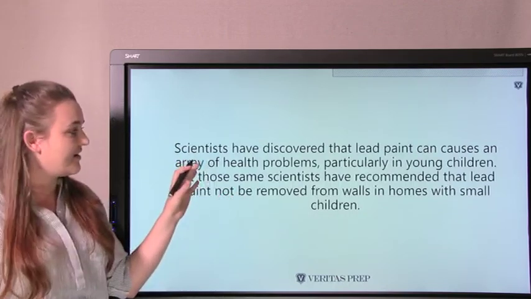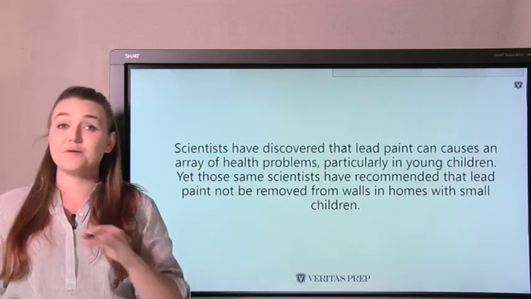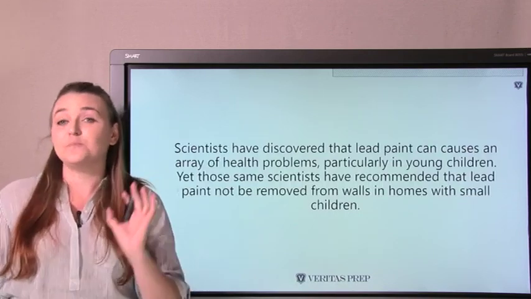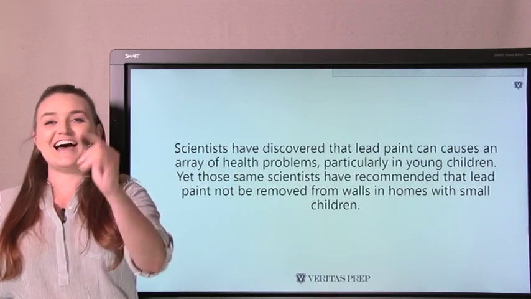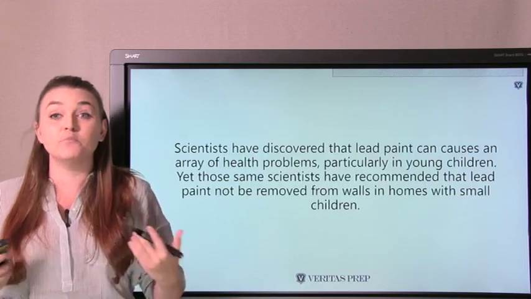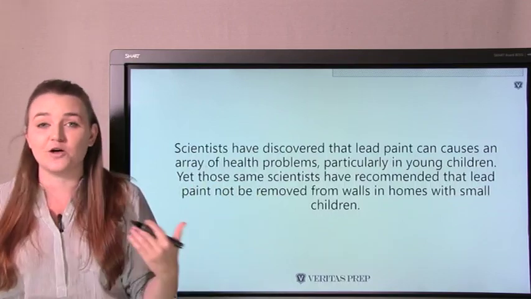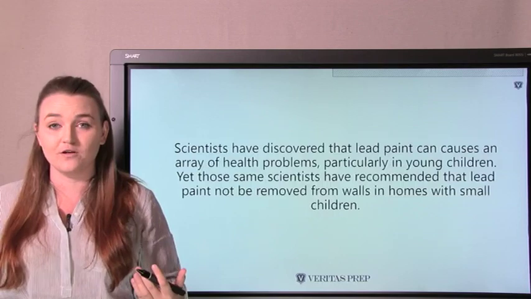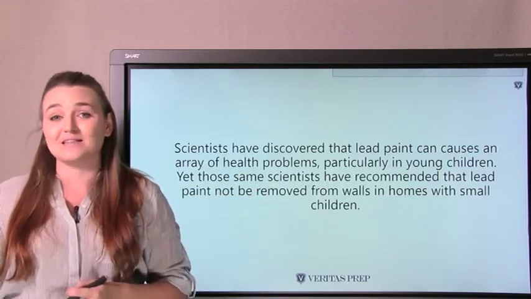If scientists have discovered that lead paint causes health problems, particularly in young children, but the same folks are recommending, hey, if you've got lead paint, you'd better not remove it. Does anyone have thoughts for me? Yes, Shrey's exactly right here. So if the removal process itself is more dangerous than allowing it to exist in those small doses on the walls, yeah, if the removal is more harmful and it's less harmful in its current existence, then maybe that makes a little more sense.